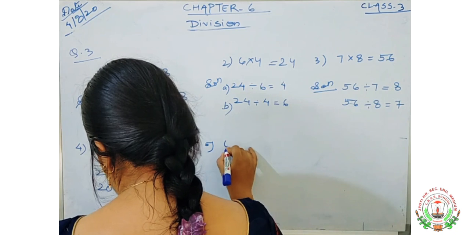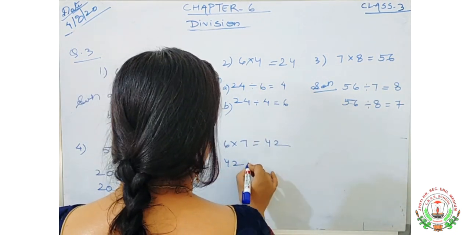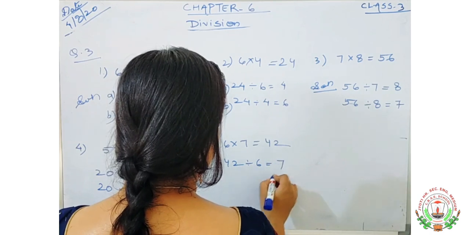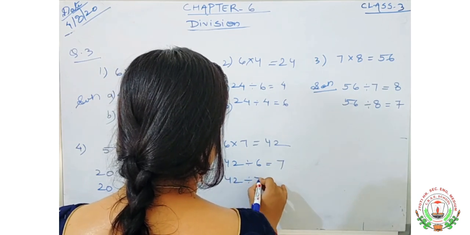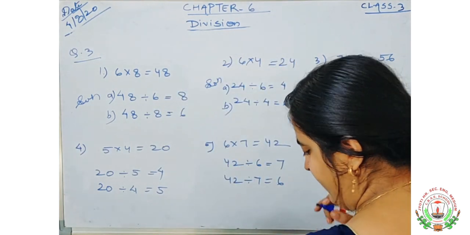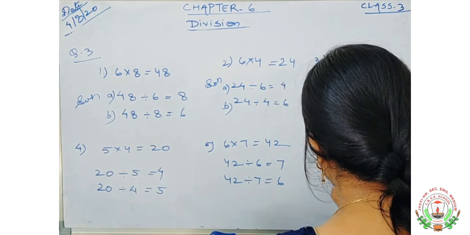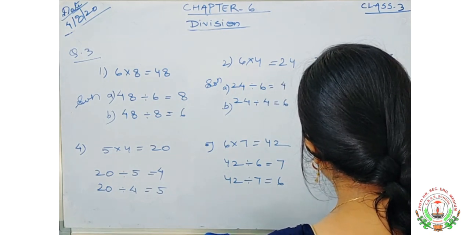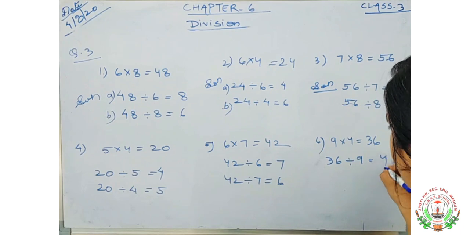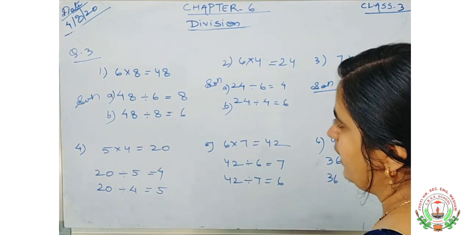Number 5. 6 into 7 is equal to 42. 42 divided by 6 is equal to 7. 42 divided by 7 is equal to 6. Number 6. 9 into 4 is equal to 36. So 36, one time you will divide by 9, you will get 4. One time you will divide by 4, you will get 9.